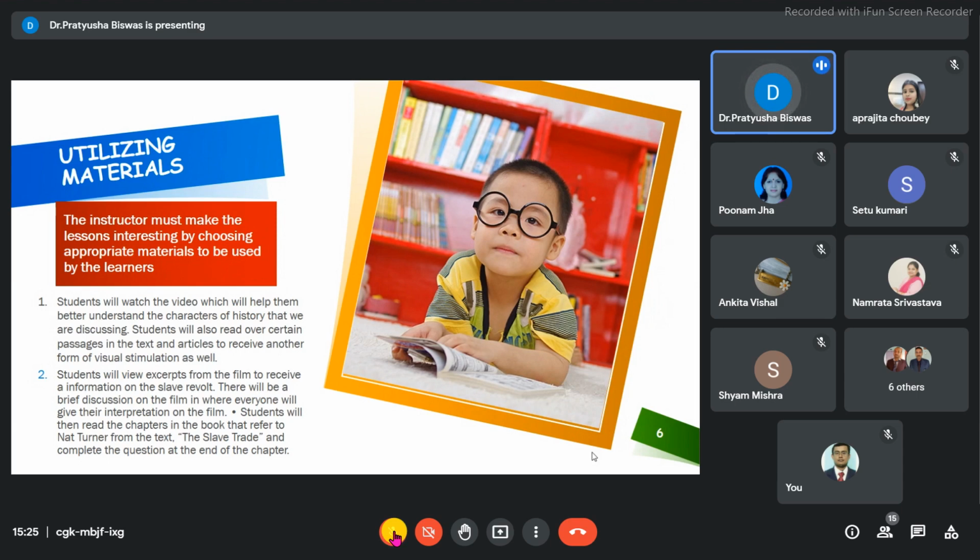So the students, as I've mentioned here, will watch the video, which will help them better understand the characters of history that we are discussing. Students will also read certain passages in the text and articles to receive another form of visual stimulation. Also, students will view excerpts from the film to receive information on the slave revolt. There will be a brief discussion on the film in which everyone will give their interpretation. Students will then read the chapters in the book that refer to Nat Turner, the slave trade, and complete the questions at the end of the chapter.